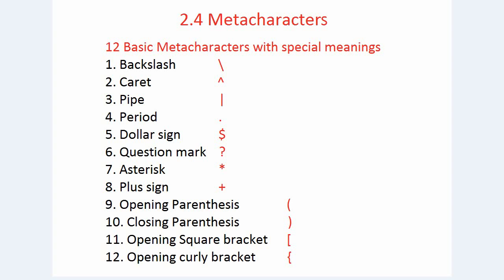You can use it with shift, then a period or dot, a $ sign, question mark, asterisk, plus sign, opening and closing parenthesis, opening square bracket and opening curly bracket. These are the 12 basic meta characters, and they have special meanings when used in regex. This group of meta characters is called single character meta characters.